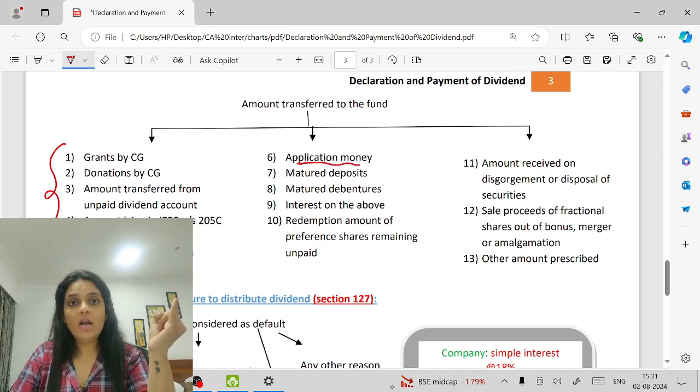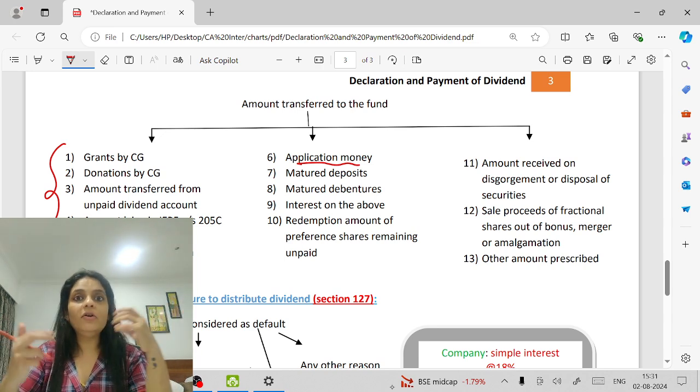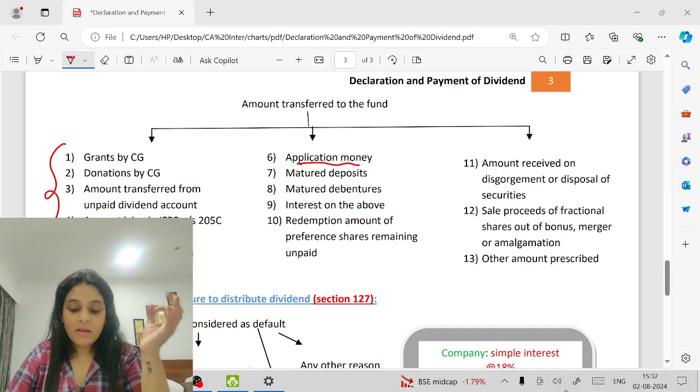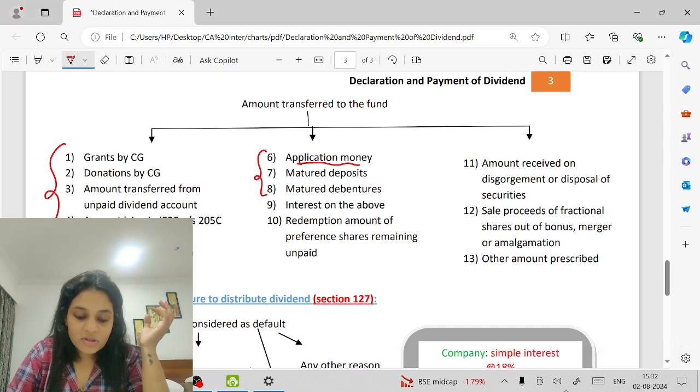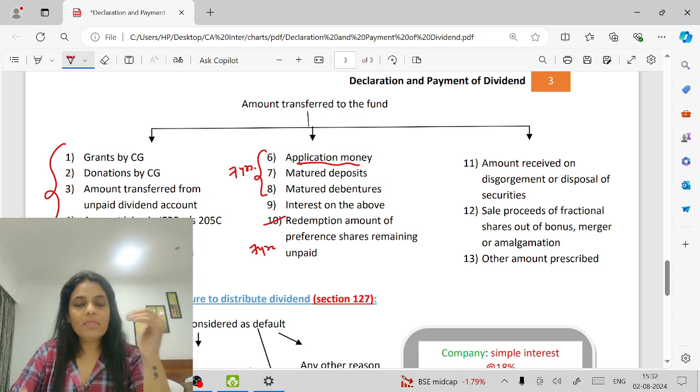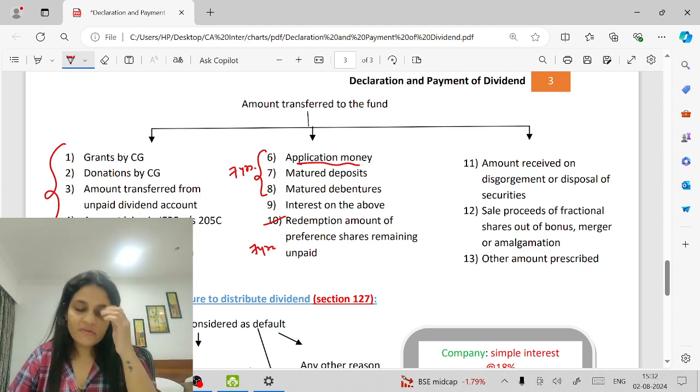Now, application money. The shares were never allotted, so the company was refunding this money, and someone did not claim it for 7 years. Deposits matured, someone did not claim it. Debentures matured, someone did not claim it. If for 7 years you don't claim it, shares are redeemed, preference shares are redeemed, and no one claimed it for 7 years, then this money will also be transferred to this fund.